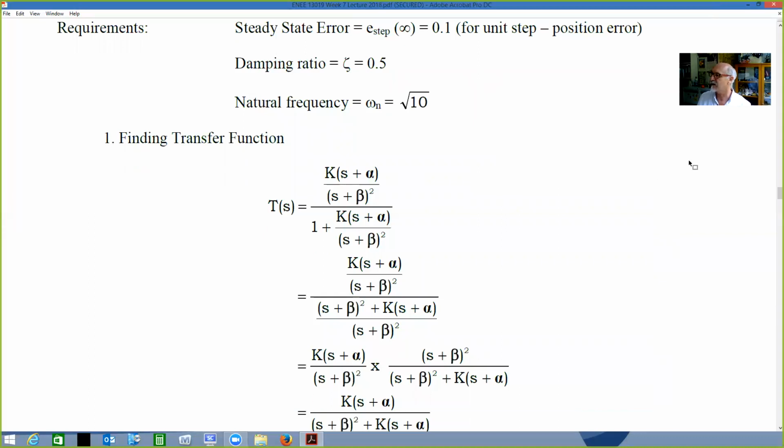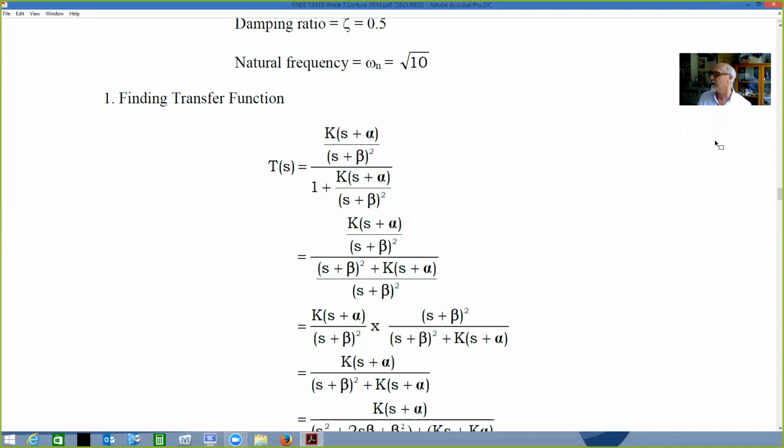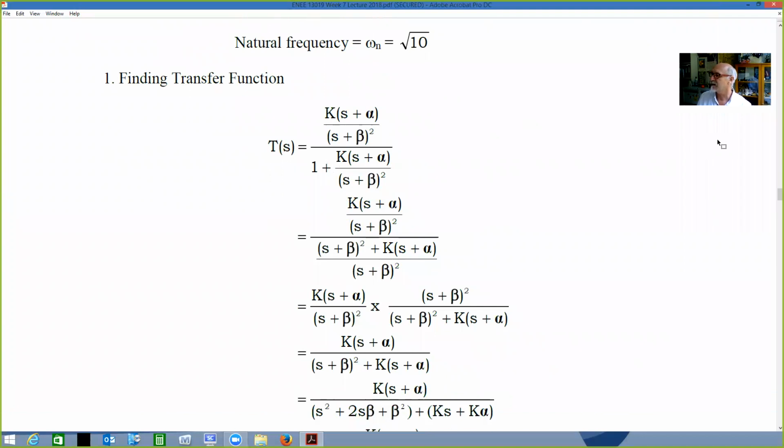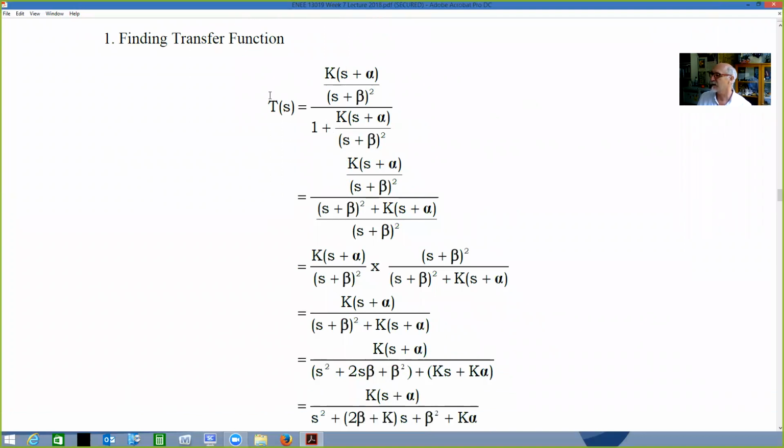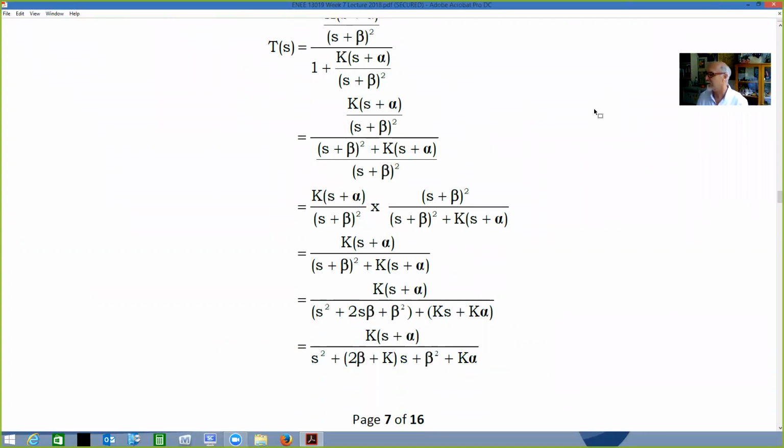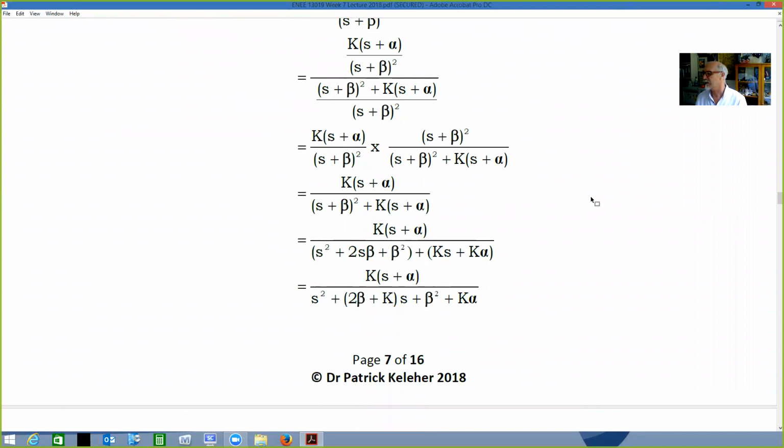So finding the transfer function, well, that's just the output over the input. We're told that it's a unity feedback system, so therefore then straight away we can go to that unity feedback form, where obviously this is g of s times h of s, and h of s equals 1. Now, all we've got to do is basically get a common denominator and simplify that. So just some basic algebra.